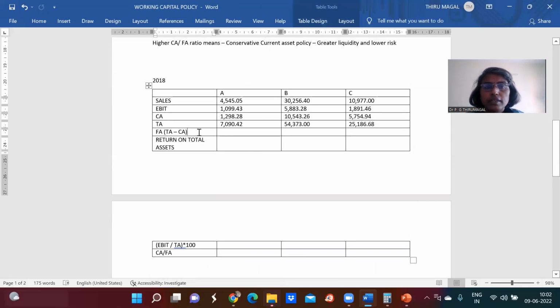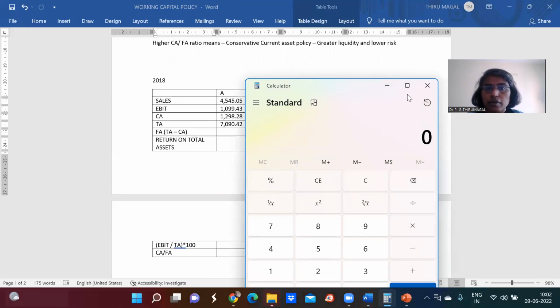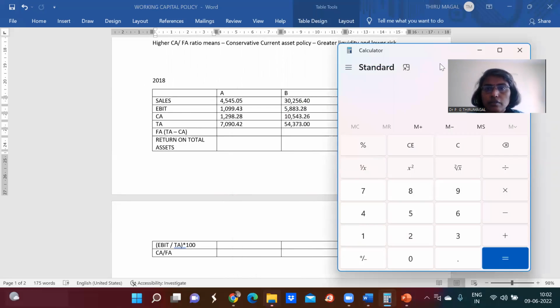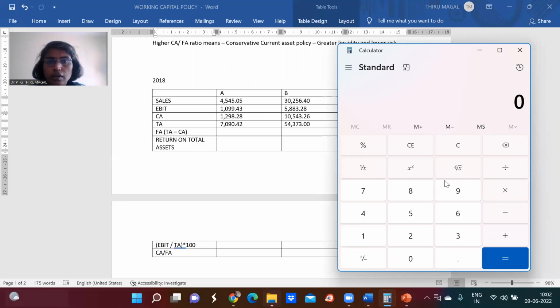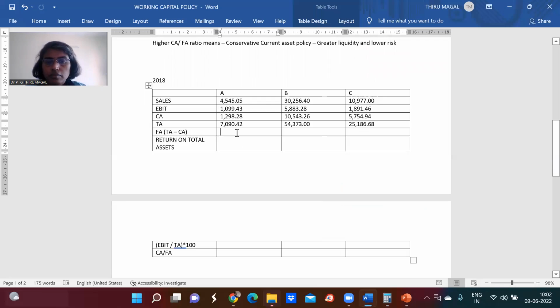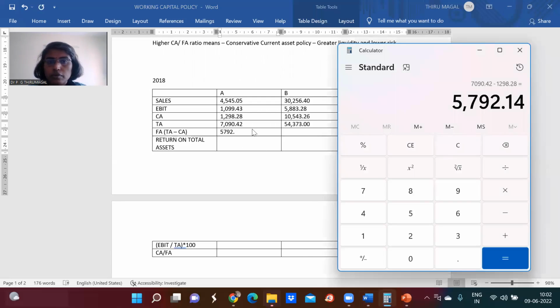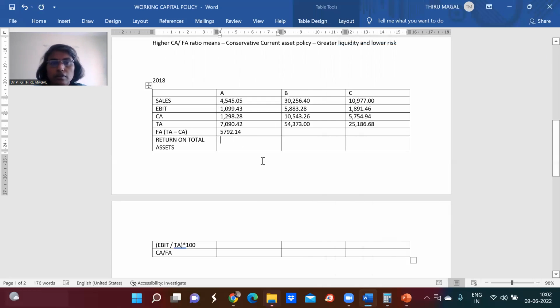So now let us calculate fixed assets. Fixed assets for all three companies we have to calculate. You know how to calculate fixed assets. The formula is total asset minus current asset. So now let us calculate. Here the total asset for company A is 7090.42 minus current asset 1298.28, which means 5792.14. That is the fixed assets for company A.